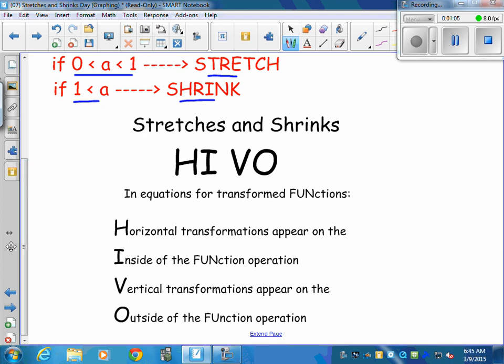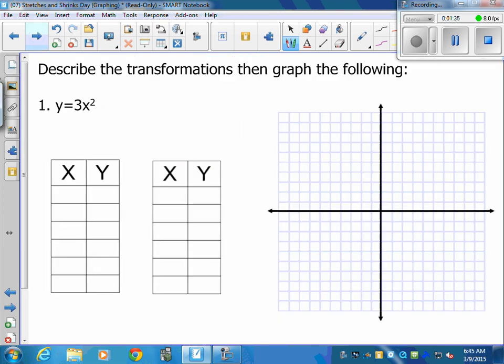Just a reminder of our basic rules. Everything that we see in transformations follows the High-Vol rule: horizontals inside, verticals outside. And then we also have our head shake. The horizontal head shake tells us that we don't trust what we see. We want to do an inverse operation. The vertical head shake up and down tells us that we do trust what we see, and we apply the operation as given to us.